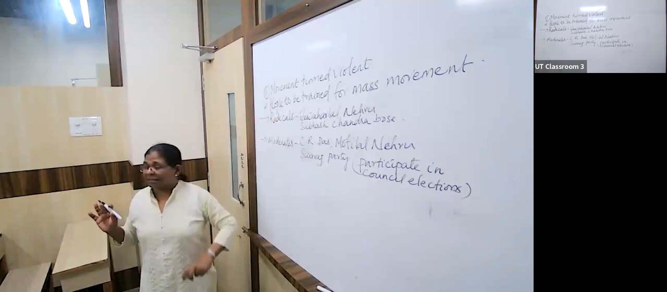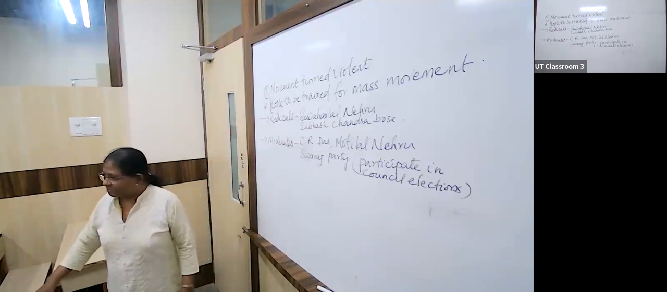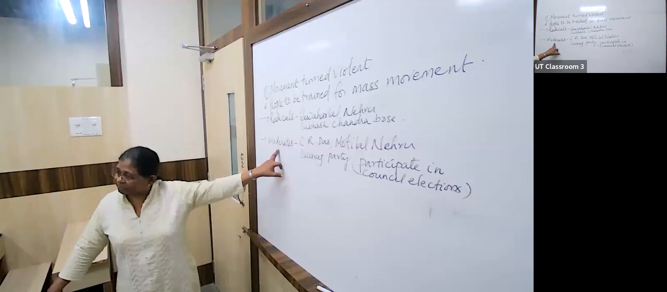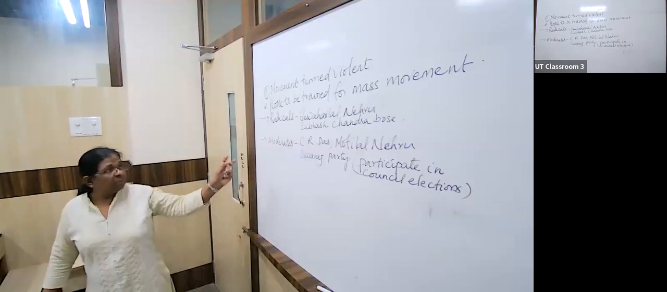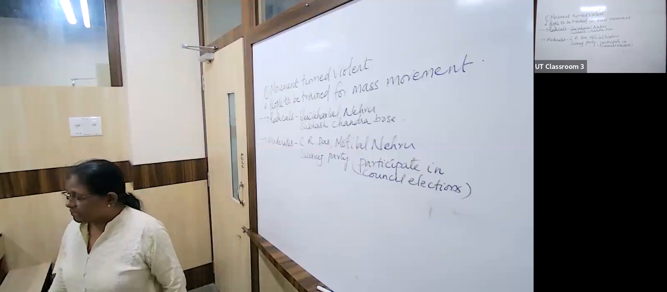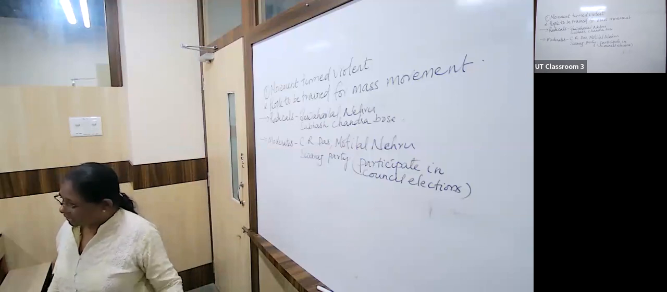Now there was another group. They were the older generation. We can call them moderates. In them, two important leaders were there. Who were they? Motilal Nehru and C.R. Das.